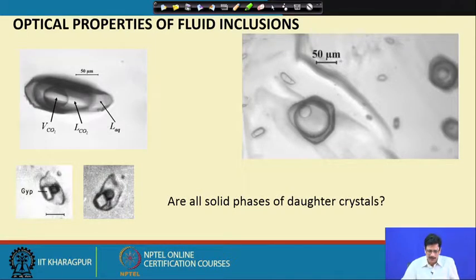But for the time being, it is worthwhile to remind ourselves that the daughter crystals we see in the inclusion cavity are likely to have been precipitated from the fluid after the fluid was encapsulated within the solid mineral host. But at times it may also happen that a particular crystal did not precipitate from the fluid encapsulated in the host mineral, but was captured as it is, along with the liquid, during the process of entrapment.